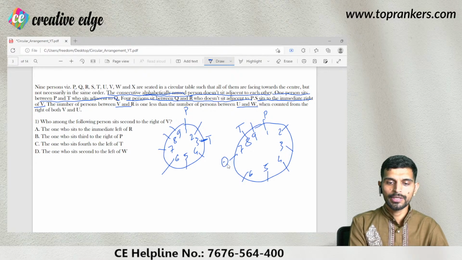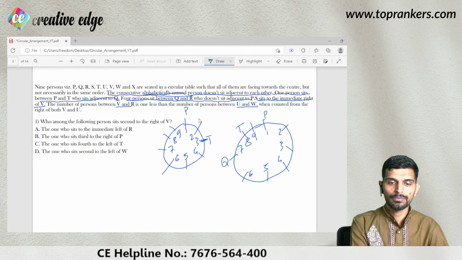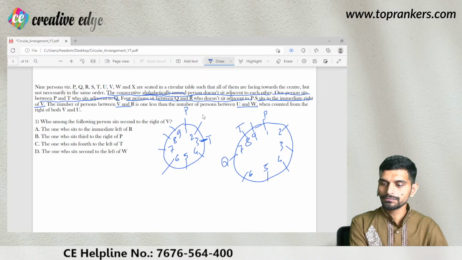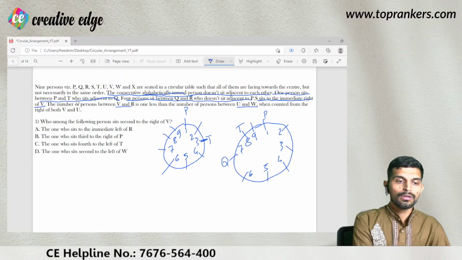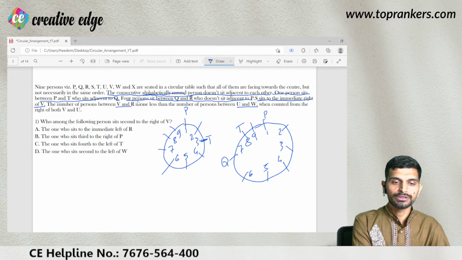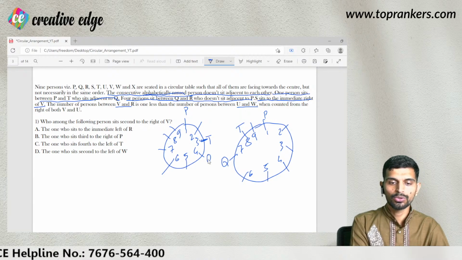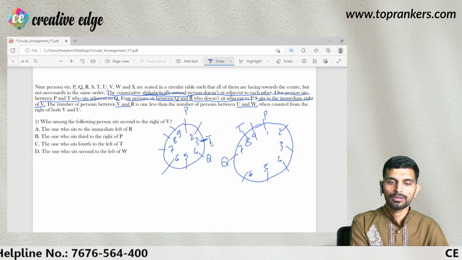And Q is an immediate neighbor of P, right? T who sits adjacent to Q, right? All right. So these are the two.